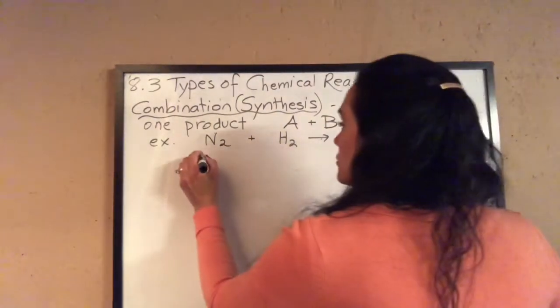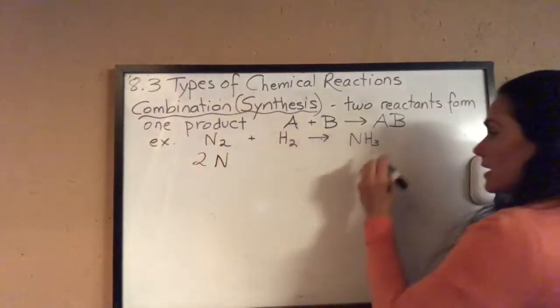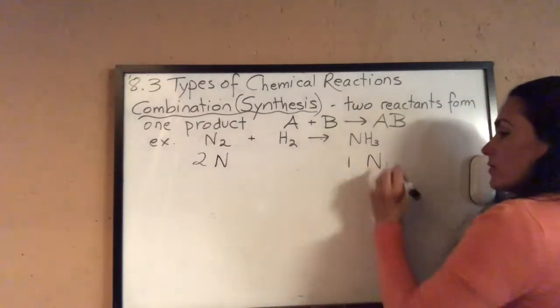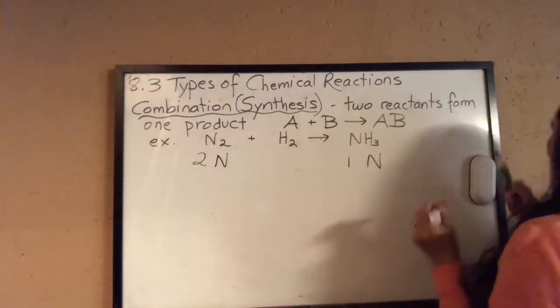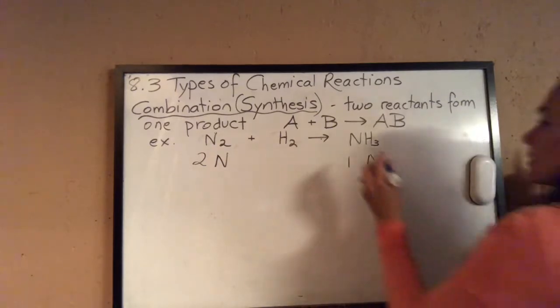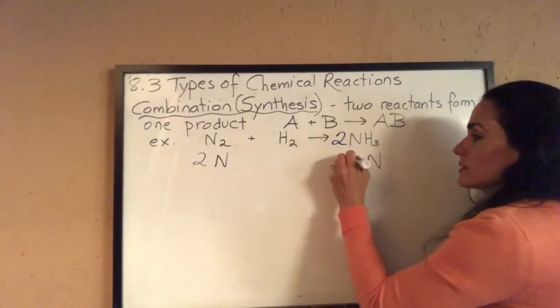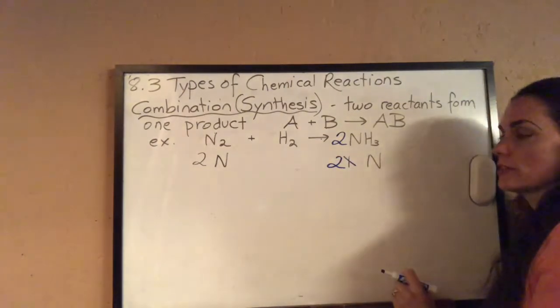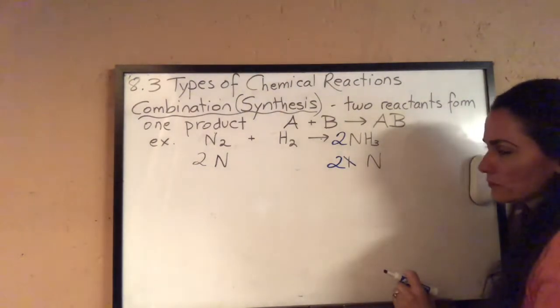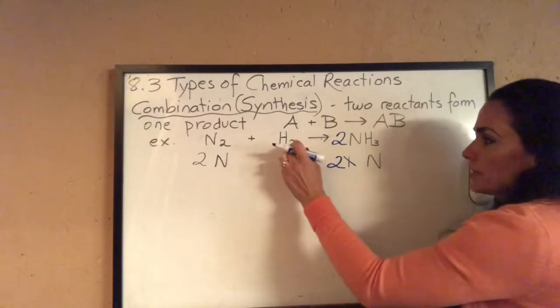We have two nitrogens on the reactant side, and on the product side, we have only one nitrogen. So let's put a coefficient of 2 in front of the nitrogen on the product side. And now we have the nitrogens balanced out. All right, now let's go over to hydrogen.